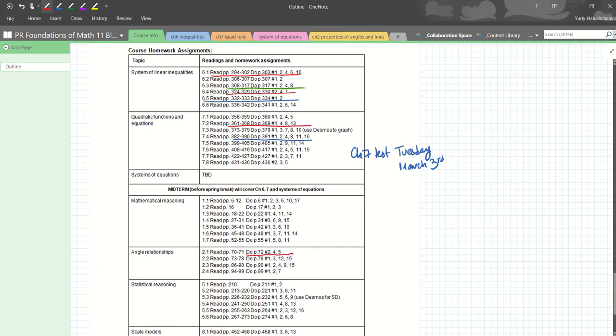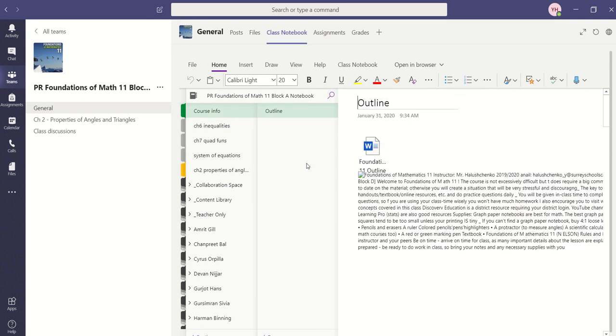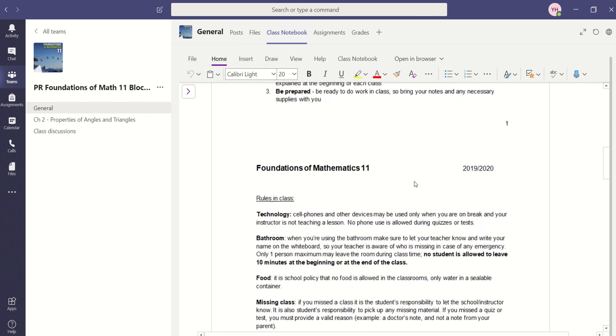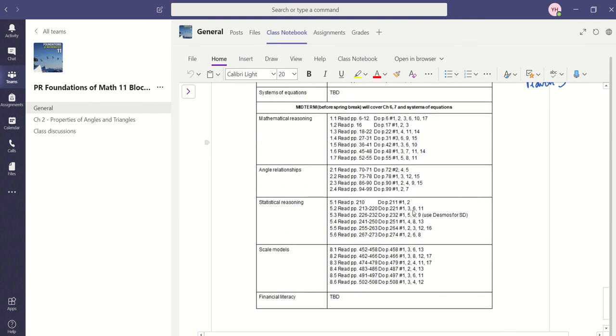Again, you can see this in the course information tab, or if you go to Teams and click on course info, and once this loads, click on it, and it will appear at the end here. So chapter 2, right here. Again, pages 70 to 71, and do questions 2, 4, and 5. All right, that's all.